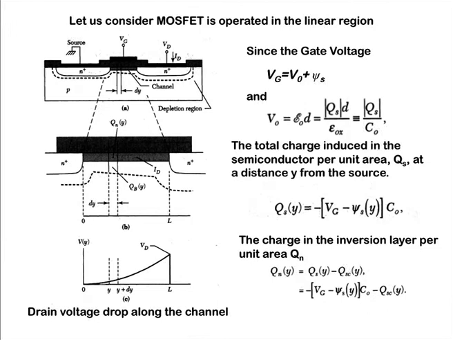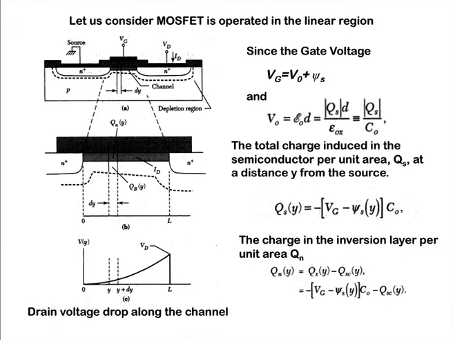Now, we want to calculate the charges due to electrons, that is, the charges inside the inversion layer. So Qn(y) we can define as the total charge minus the charge in the depletion region. We substitute the value of Qs that we have already calculated: Qn equal to minus (Vg minus psi s(y)) C0 minus Qsc. Qsc is the charge in the depletion region.